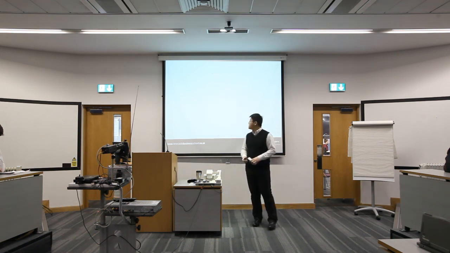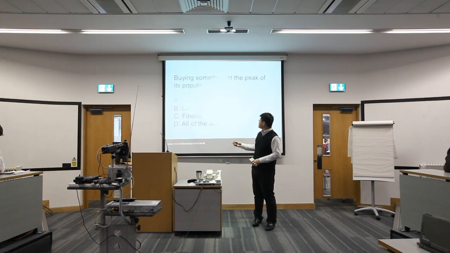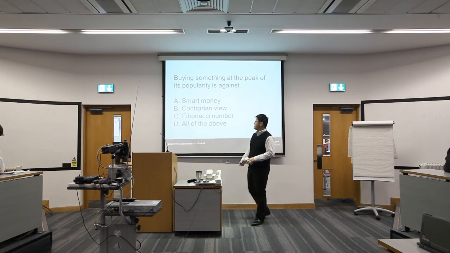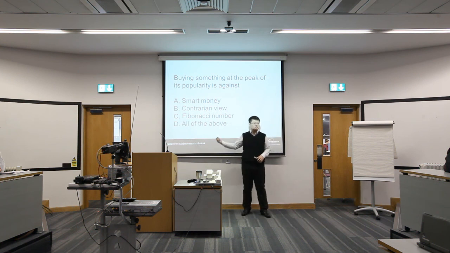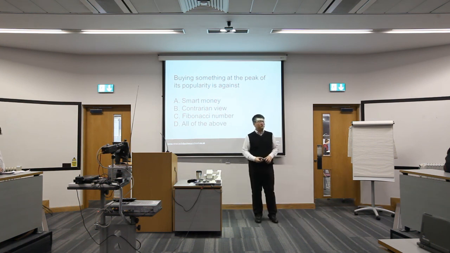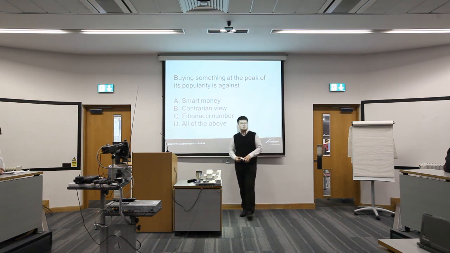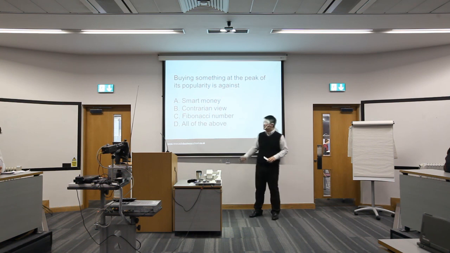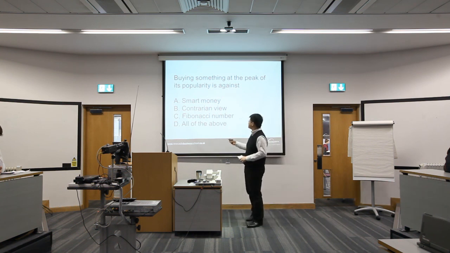The first one is, buying something at the peak of the property is against which one? A, smart money, B, contrarian view, C, Fibonacci numbers, and D, all of it. Who knows it? And you can get some coins, chocolate coins. If you like chocolate, this is the chance. Anyone give me the answer? A. Sorry? A. B. Exactly. You get this coin. I hope you will like chocolate.